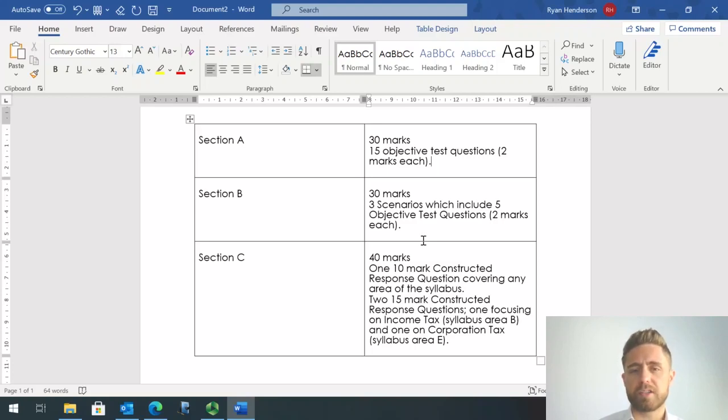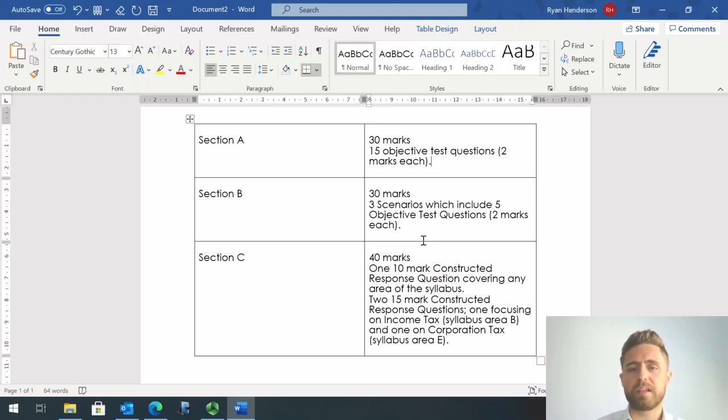Then in the other Section C questions, you've got your two 15 markers. You've got your income tax and your corporation tax. Now, obviously, the 15 marker on income tax will definitely be there. You've got your 15 mark question on corporation tax as well, which is definitely going to be there. So for 30% of your exam, you know what is going to come up, and therefore you have to make sure you are 100% prepared for those two big topic areas.